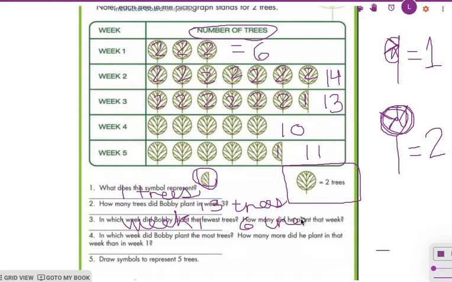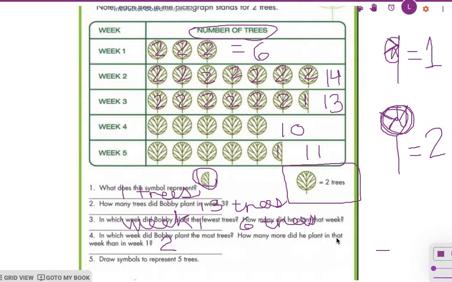It's always nice to be able to answer in complete sentences. So it's nice to put in the words. So, in which week did Bobby plant the most trees? The most was this one. So that was week 2. I'm not going to do the complete sentences or else we're going to be here for a long time and you won't have time to finish your task. But it's always a good idea. Actually, the best idea is for you to answer it in a way that you can understand, okay?